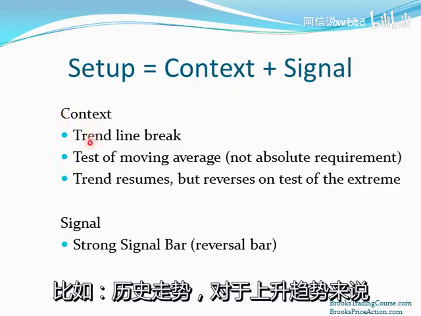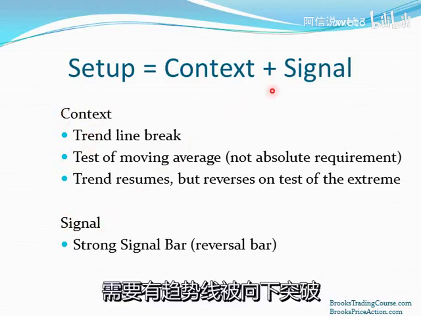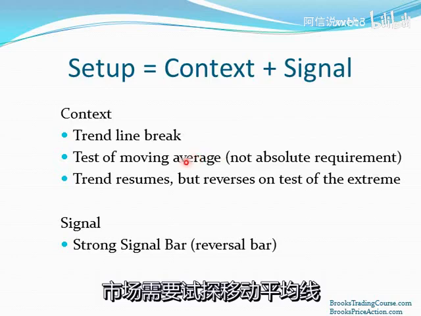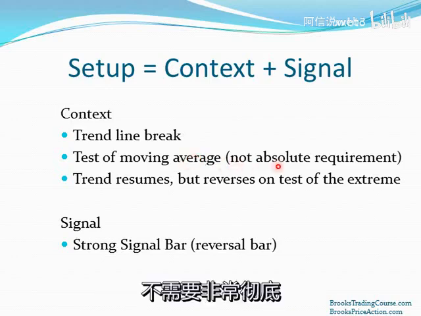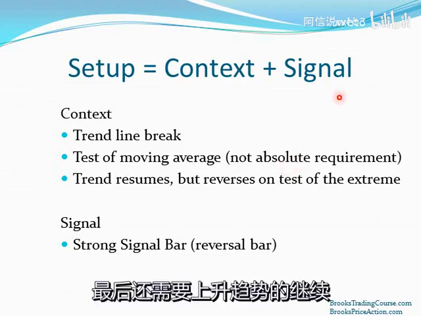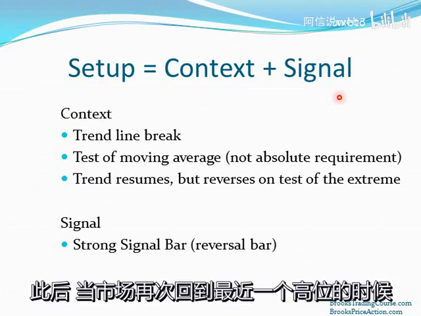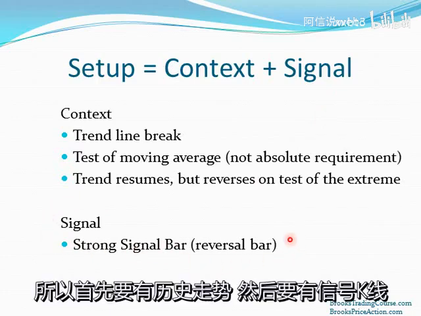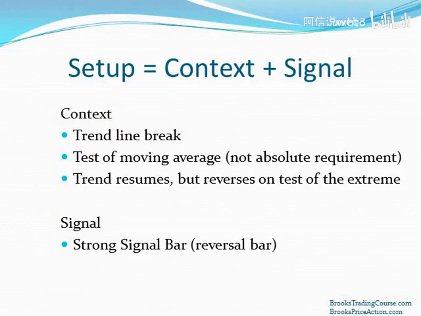The context, let's talk about a bull trend. You need a break below the trend line, a break out of the bull channel. You need a test of the moving average, not absolute, but usually the sell-off is enough to hit the moving average or go below. And then you need a resumption of the bull trend. And then once the market gets to the area of the prior bull high, you need a strong bear signal bar. So you need context and you need a signal bar.